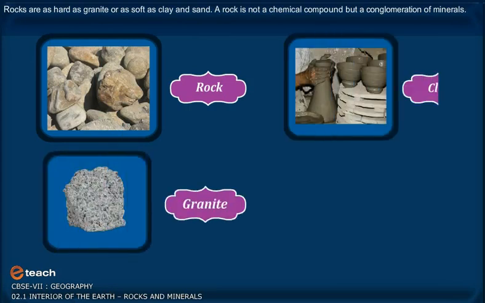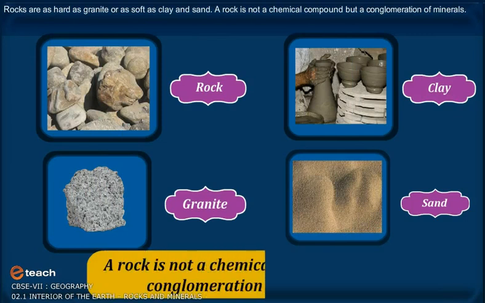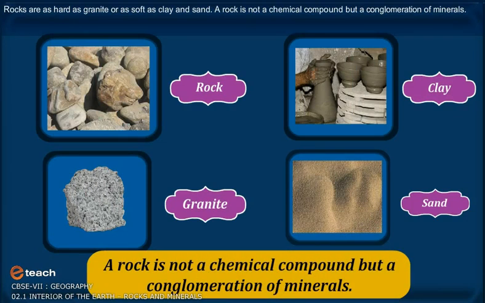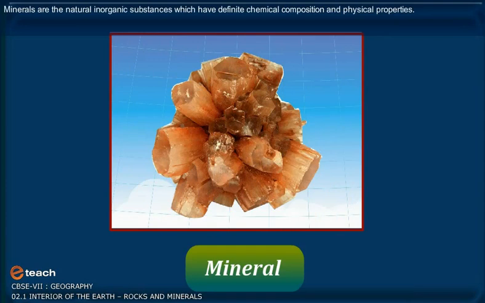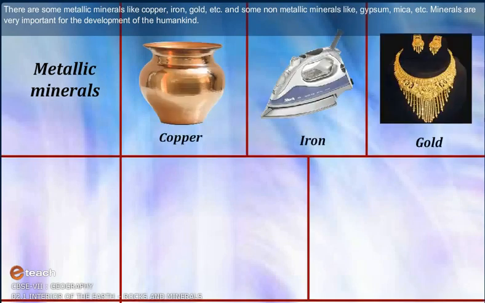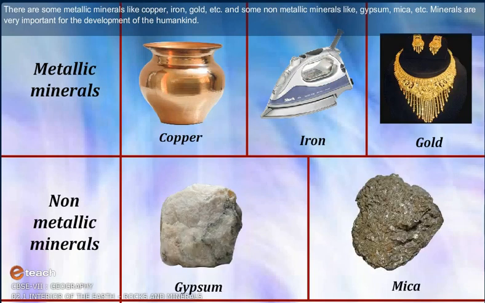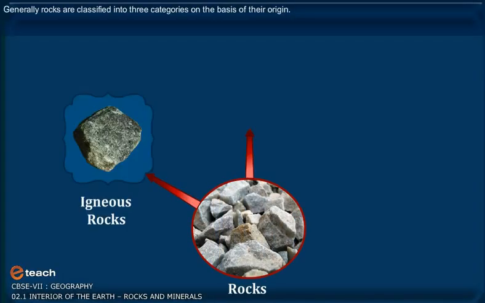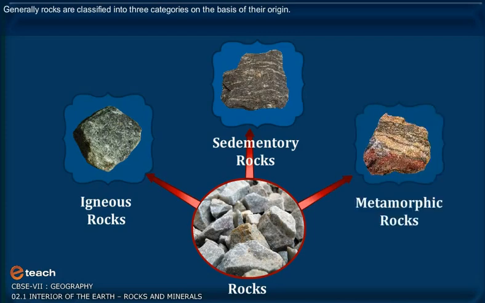Rocks are as hard as granite or as soft as clay and sand. A rock is not a chemical compound, but a conglomeration of minerals. Minerals are the natural inorganic substances which have definite chemical composition and physical properties. There are some metallic minerals like copper, iron, gold, etc. and some non-metallic minerals like gypsum, mica, etc. Minerals are very important for the development of humankind. Generally, rocks are classified into three categories on the basis of their origin.